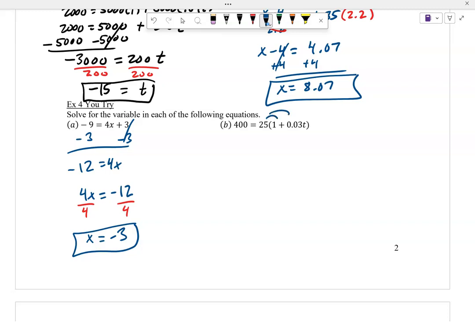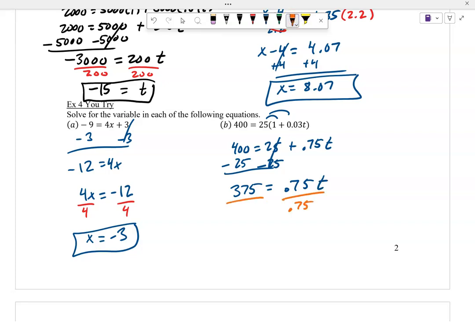This in here, I'm going to go ahead and multiply that through. 25 times 1 is 25. 25 times 0.03 is 0.75. Now I'm going to subtract 25 on both sides. So I get 375 equals 0.75t. And now I've got to get rid of that 0.75, so I divide both sides by 0.75. So 375 divided by 0.75, and I get 500.